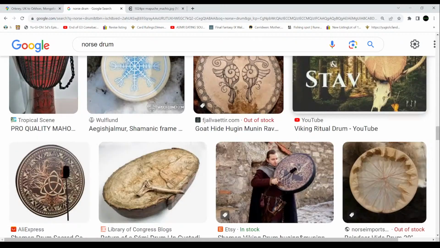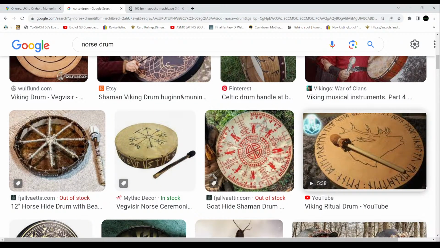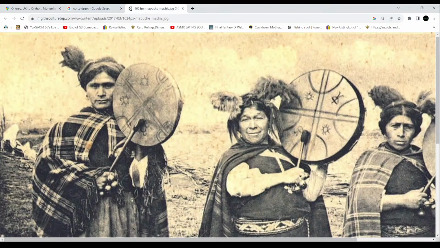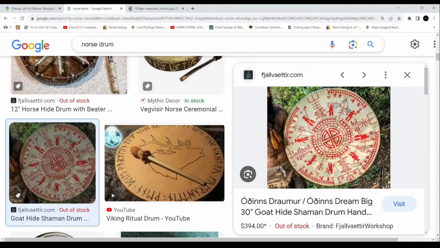I'm looking closely. Give me a moment here. Okay, look at the center of the drum. Look at the center of the Machipucci drum. It has the same lines.